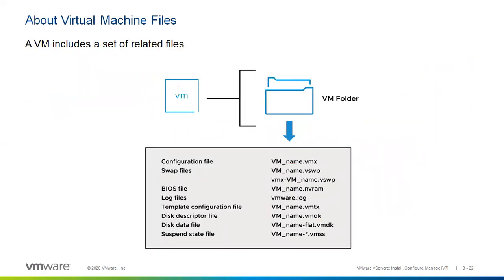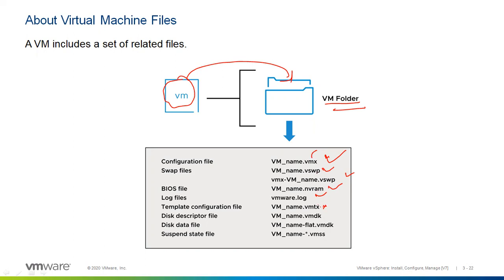So when any VM gets created, a folder with the same name always gets created. What will it have? It will have a configuration file and the swap file. Swap is primarily used whenever the VM requires more than its allocated memory. Then the BIOS file, the VM log file, and the template file. The template file exists only when it is a template. If there is no template, then there is no VMTX, only VMX.